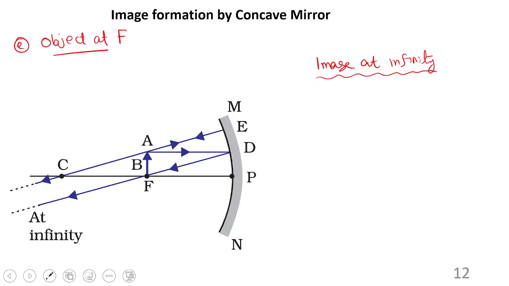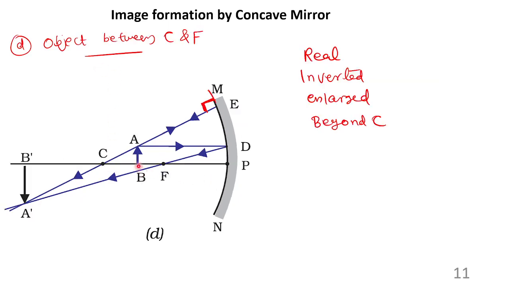So let me go to the next case. Object is at F. I will explain each point, because if I draw this diagram, I cannot get a good diagram. So initially, in the previous case, the candle was between C and F, isn't it? The object between C and F. I am moving this candle towards the mirror. Now I am going to keep this candle at focus. Let us see what happens.